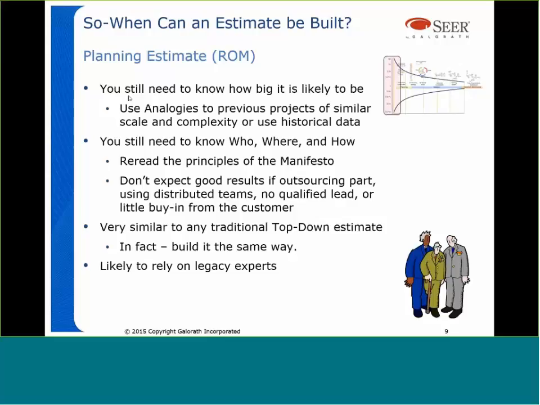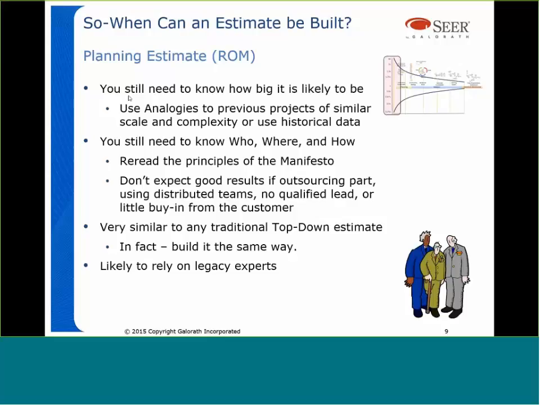So I would present to you that at this point in time, it's not even an Agile estimate, it's just an estimate. You've decided to do Agile as the methodology for delivery. Okay? You still need to know who, where, how, all those things that are going to be done. So if you reread the principles of the manifesto, you're going to understand that you're creating uncertainty in the estimate now. So your ROM estimate is now going to be fraught with a lot more uncertainty about some of these things. Okay? And then, as I mentioned, you don't want to necessarily expect good results at a ROM level estimate if you know you're going to be outsourcing part of this work or using distributed teams, et cetera. But you can account for that uncertainty in your ROM estimate.